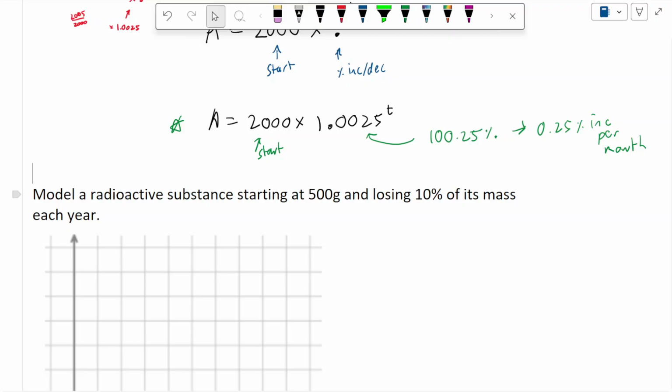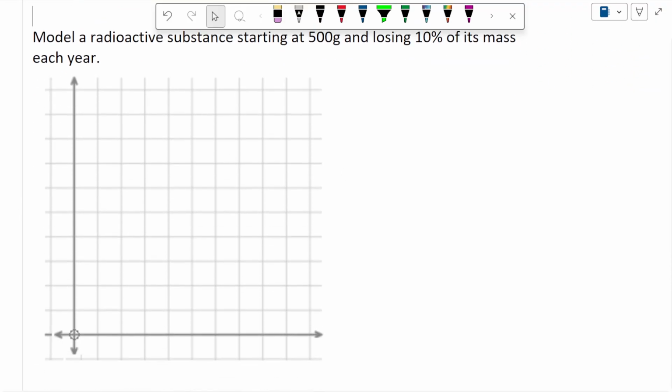Okay, model a radioactive substance starting there and losing 10% of its mass each year. So if we model this, I'm going to have 500 grams right up the top, and I might put 250 grams in the middle.